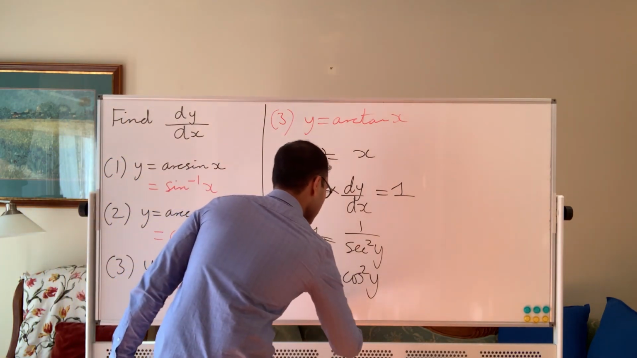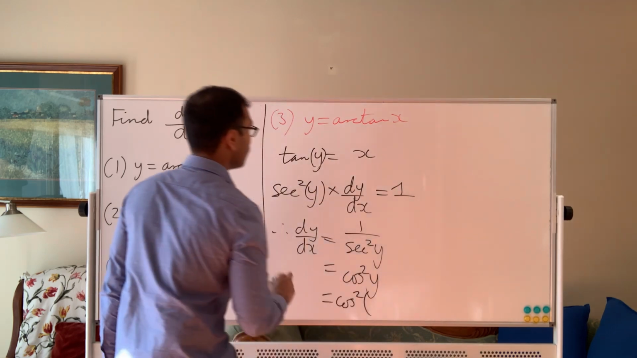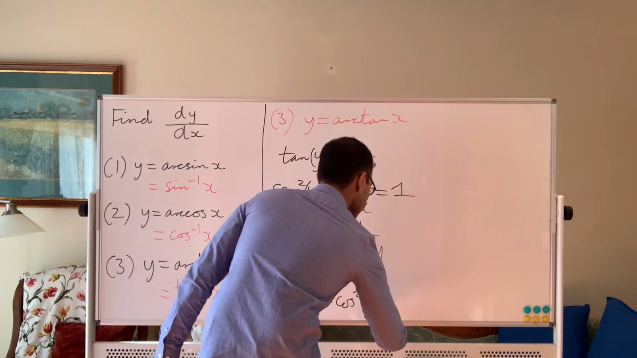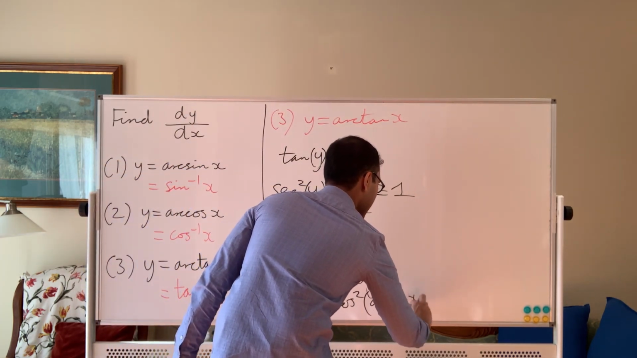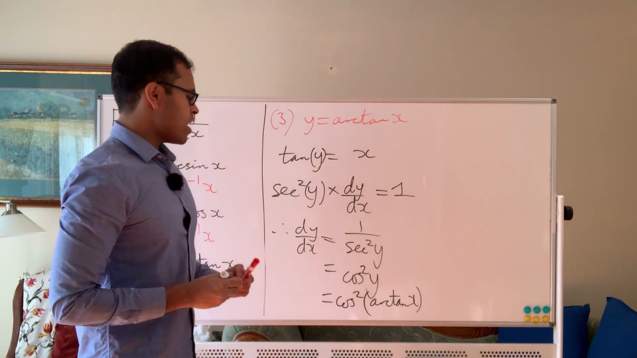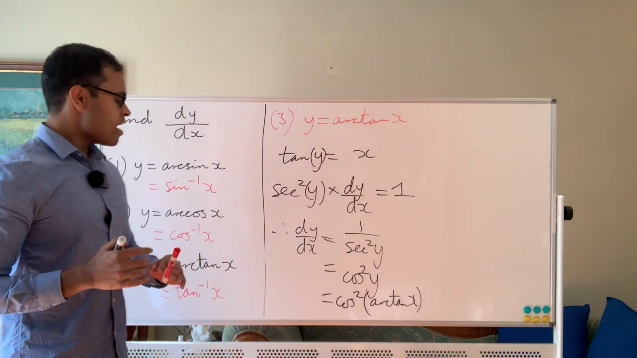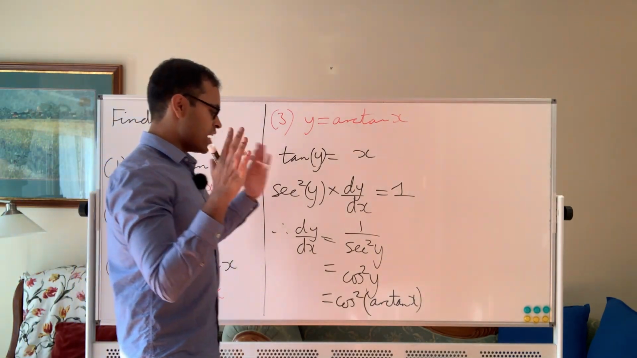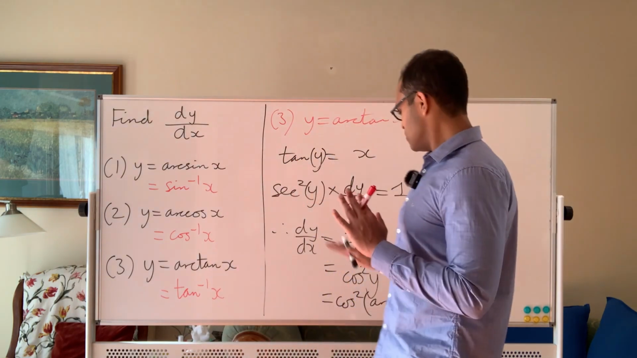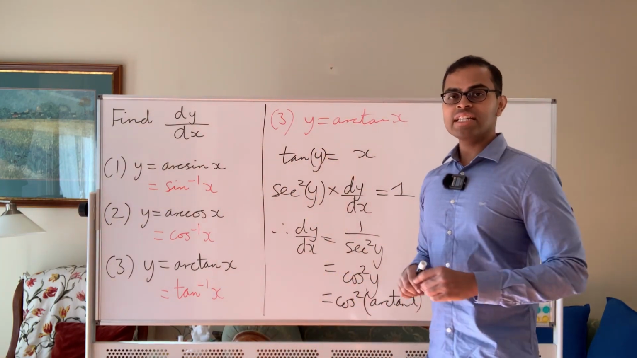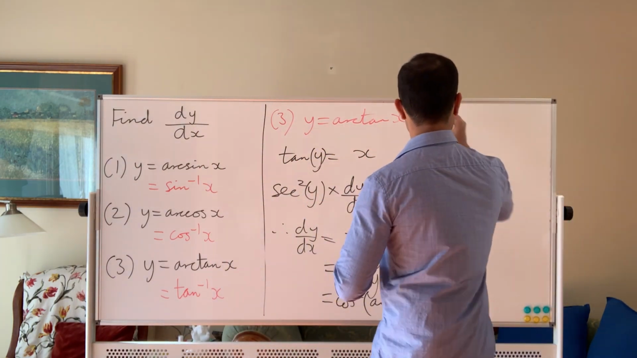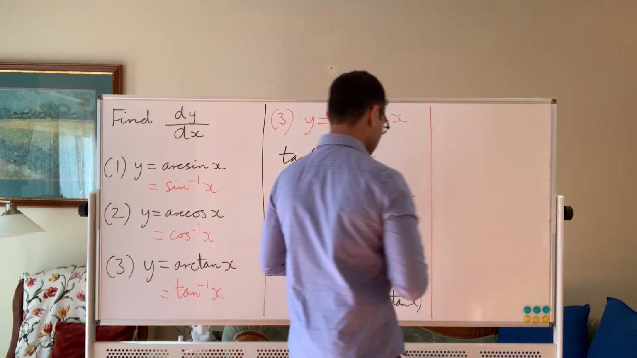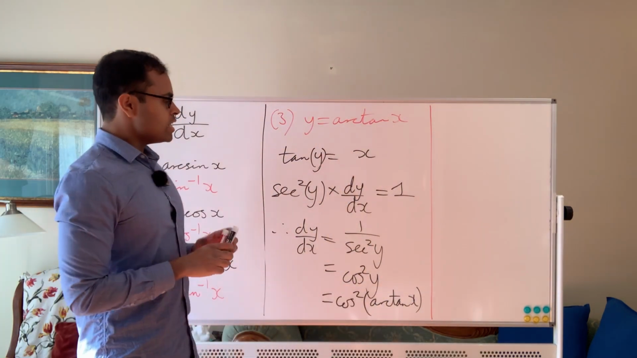So first let me write that as cosine squared of, well, y is arctan x. So it's cosine squared of arctan x. Okay, so what is cosine squared of arctan x? Here I'm actually going to use an identity with secant and tan. Okay, and this is the identity. Let's write it down here.